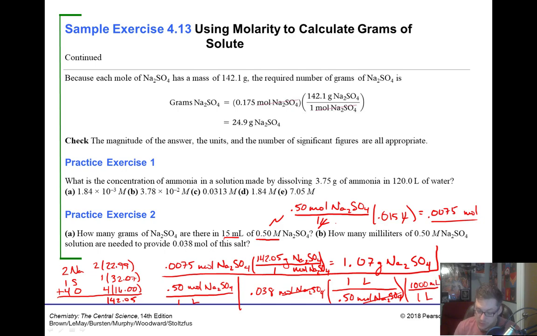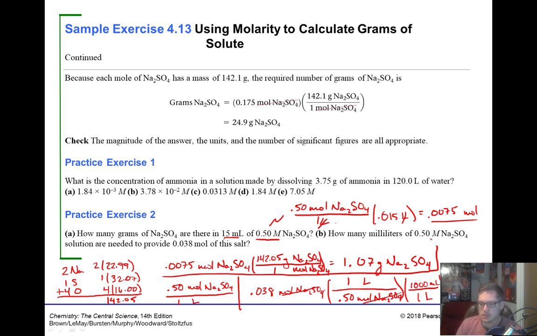So then we take our 0.038 moles divided by 0.5 times 1,000, and we get 76. Okay, and that's all we want is 2 sig figs. So 76 milliliters.